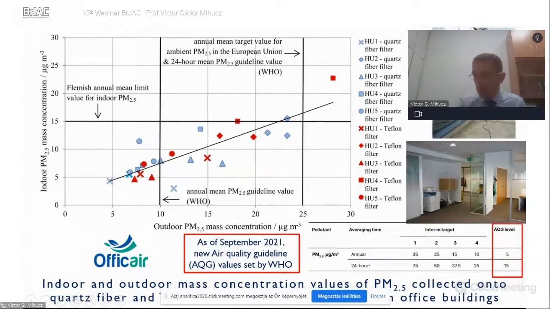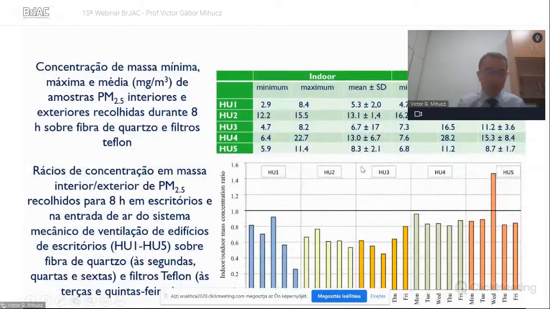So it means that the indoor air was quite well filtered. Of course, there is a strict regulation in the European Commission on how to clean and replace the filters, and that's why we can say that it was working very well. And also, if you look at the indoor-outdoor mass concentration ratio, it was almost in all cases less than 1. It means that there is no indoor activity contributing to a polluted environment.